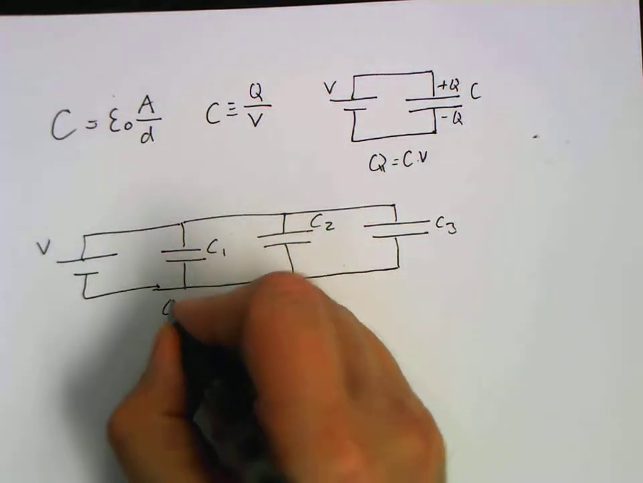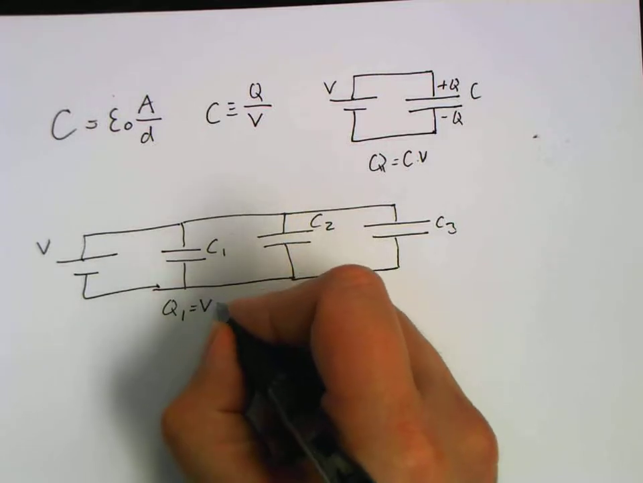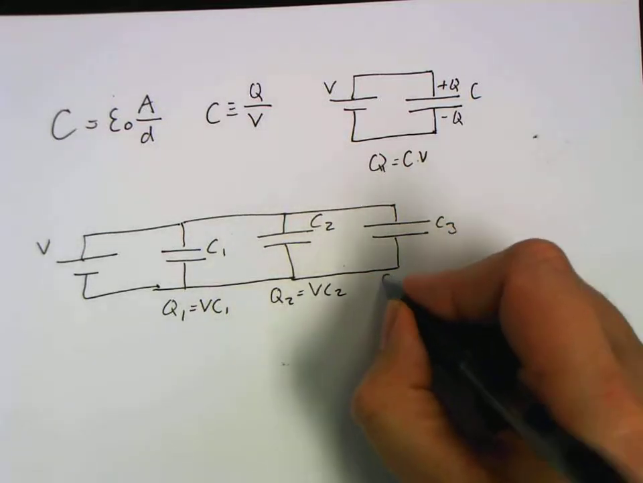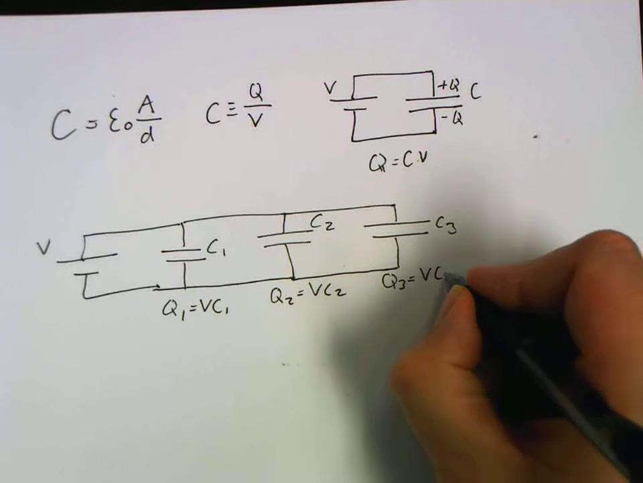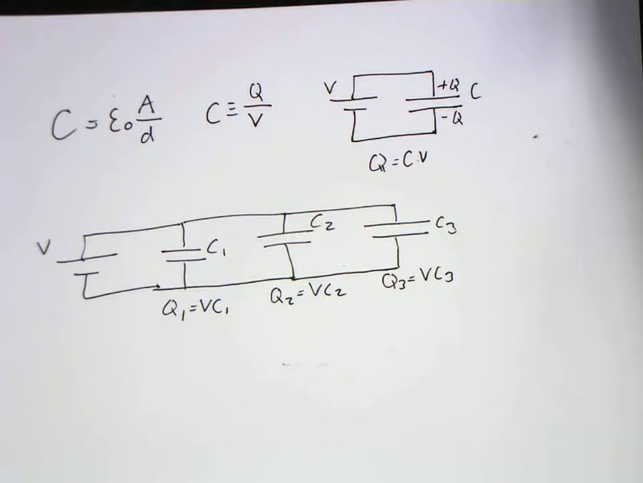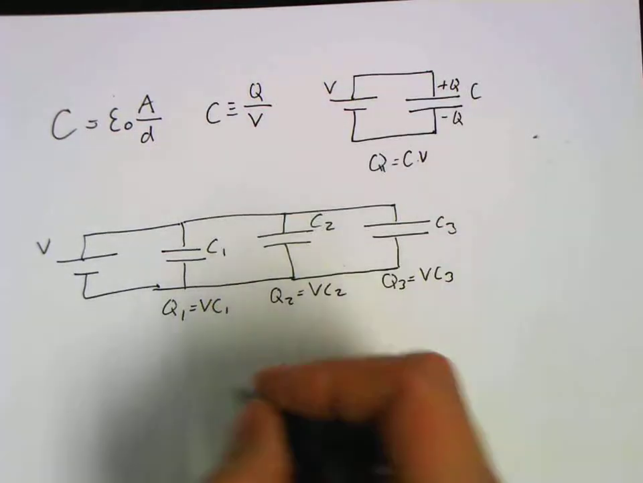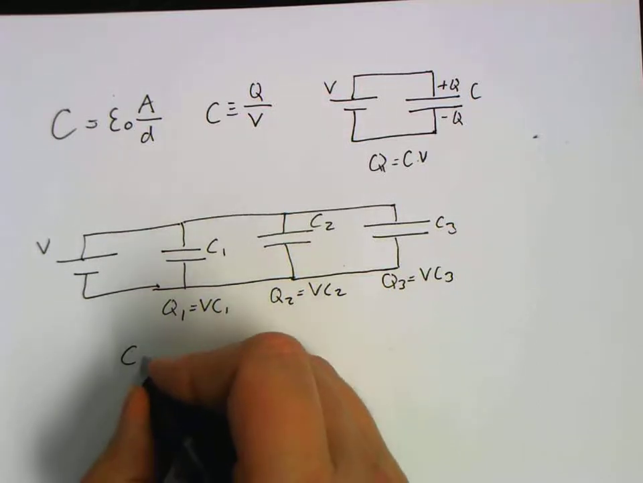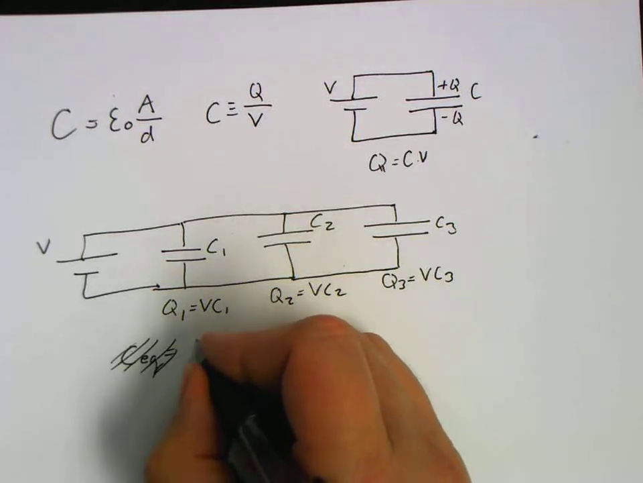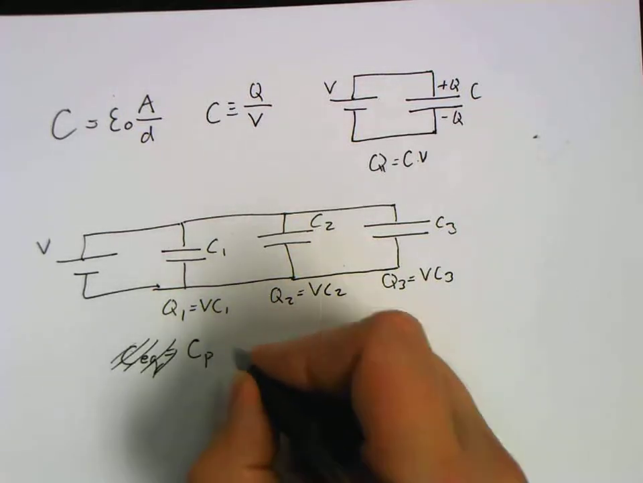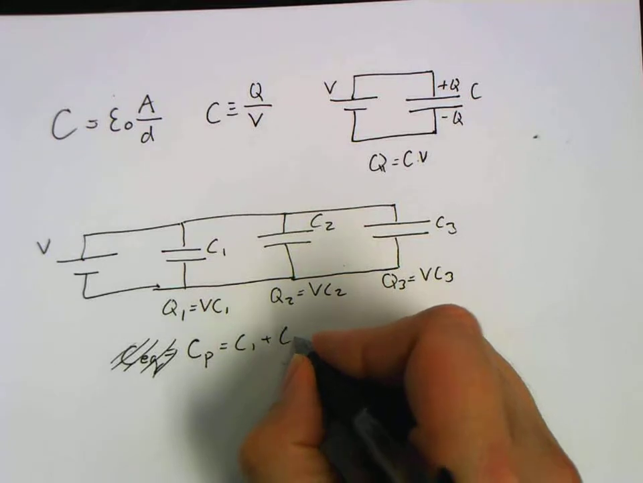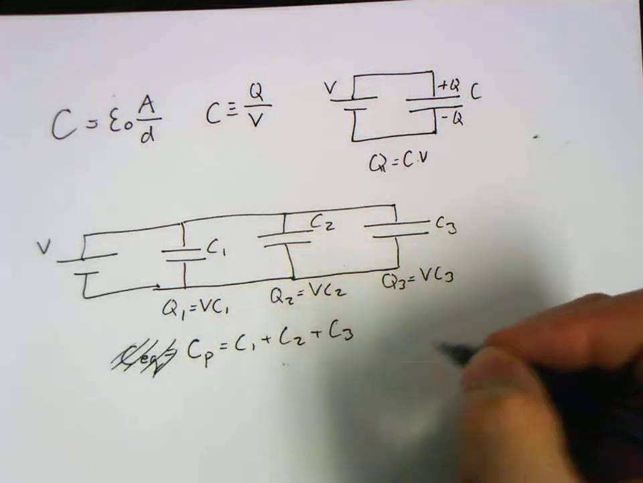All right, so that means charge 1 is equal to V times C1. Charge 2 is equal to V times C2, and charge 3 is equal to V times C3. Now, that is because they all share the same voltage, and so we were able to figure out what their overall charges are. Our equivalent capacitance, I'm going to say C sub P, because these are all in parallel, is simply equal to C1 plus C2 plus C3.